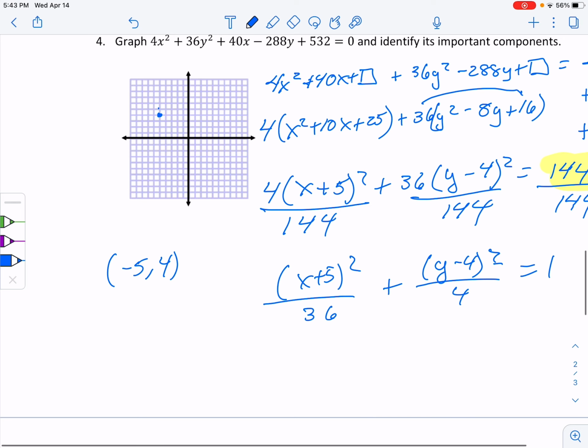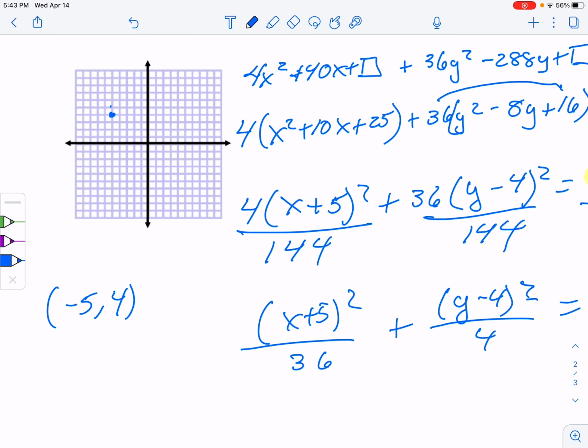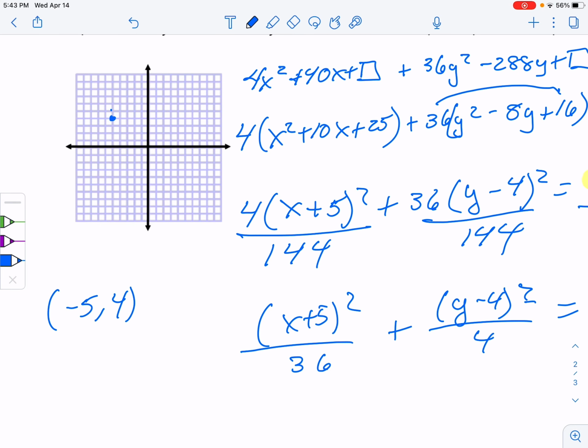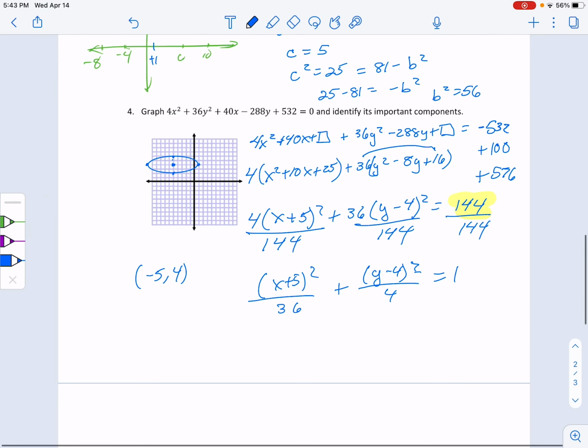And I'm going to go 6 in the x direction: 1, 2, 3, 4, 5, 6, and 1, 2, 3, 4, 5, 6. And 2 in the y. And there's my ellipse. Okay.